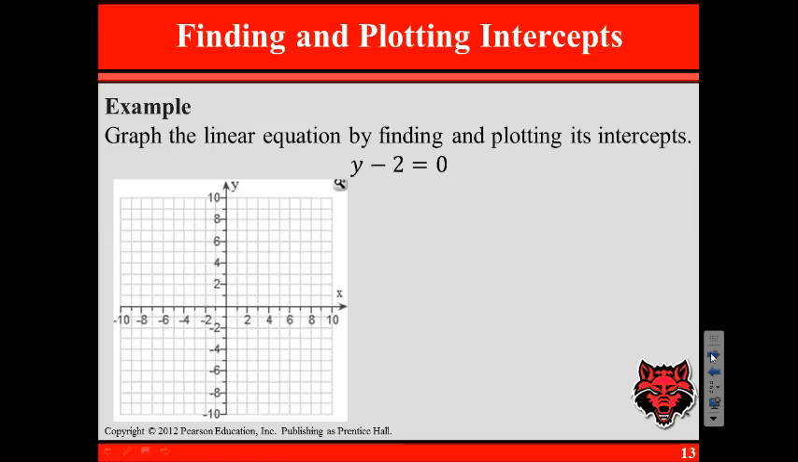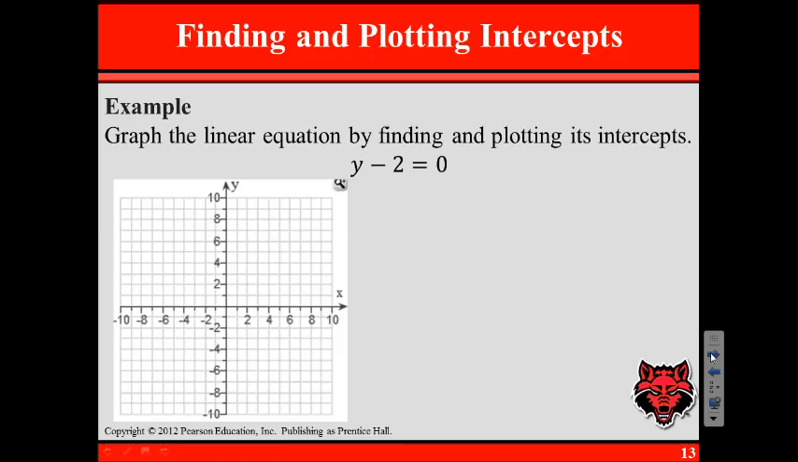So let's graph the linear equation by finding and plotting its intercepts. Now, just like we said before on the last slide, if we have only x equals a number or y equals a number, there will only be one intercept. So we will have to use the information and the fact that each vertical line or horizontal line corresponds to one of these special types of equations, plot our one intercept, and then know what type of line we have.